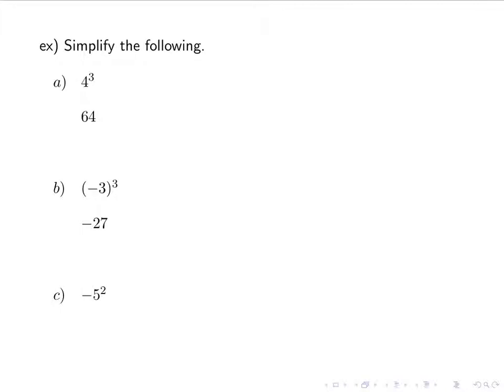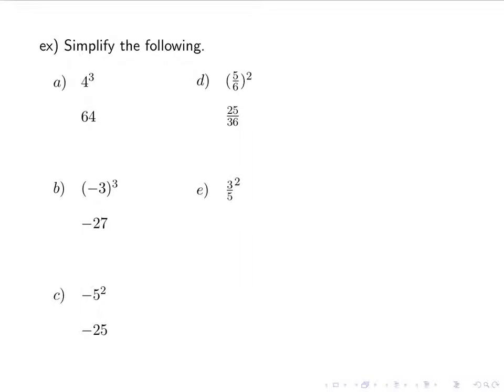C, -5 squared. This is not negative 5 squared. It is the negative of 5 squared. So this is negative 5 times 5, which is negative 25. D, in parentheses, 5/6 squared. So I'm squaring the entire fraction. So I have 5/6 times 5/6, which is 25 over 36.